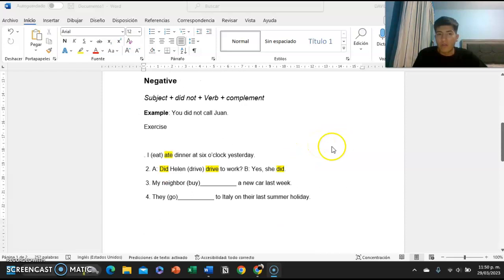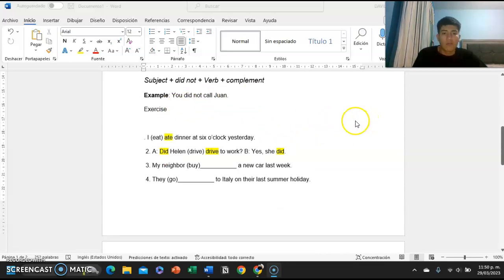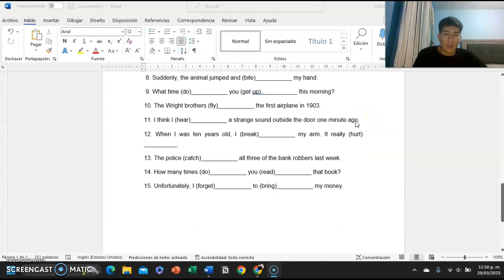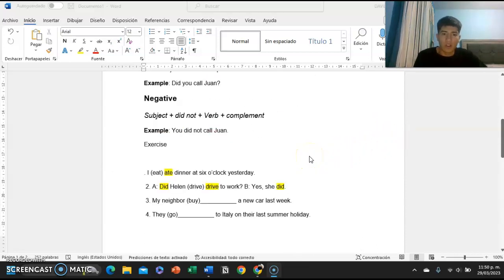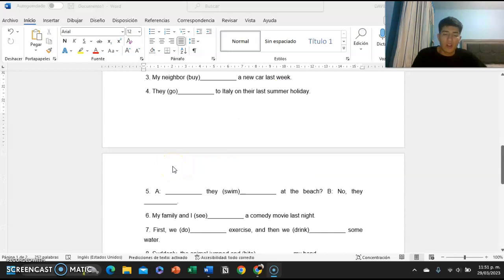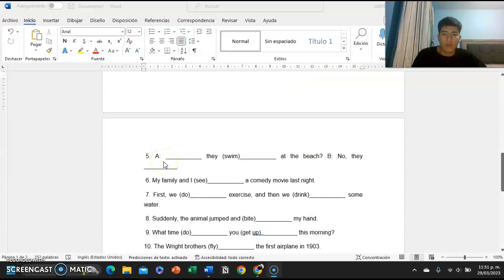In the last part of this document, we have the exercise, and there are 15 exercises, and I do the first and second. For example, the first is: I ate dinner at 6 o'clock yesterday. And the second is: did Ellen drive to work? And the answer for person B is: yes, she did. And in the other part, you can do the rest of the problems.